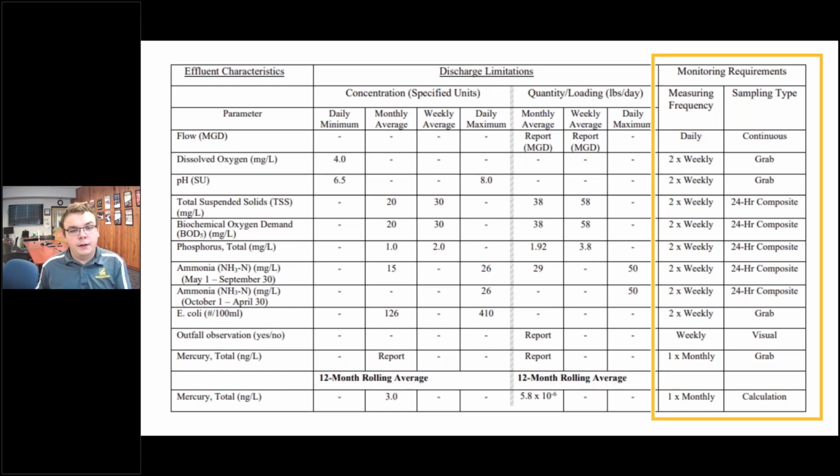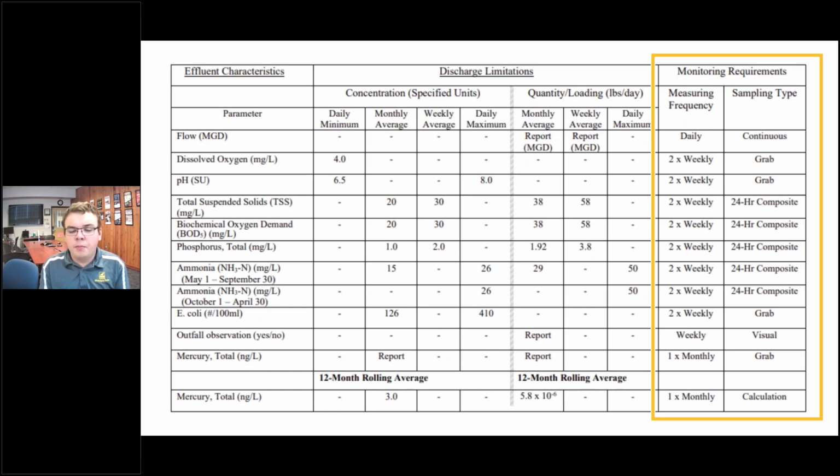And then finally, there's the monitoring requirements of how often you have to test for these different parameters, as well as how those different parameters need to be tested. For the different types of sampling, you have grab samples, which are simply just dipping in, collecting one single sample and using that to test.